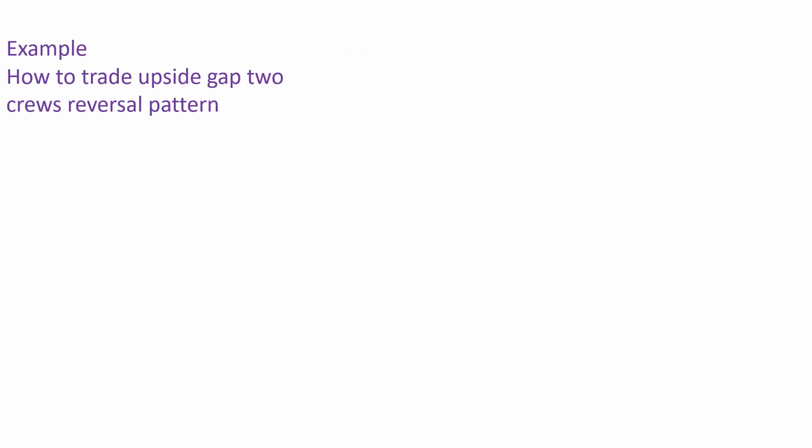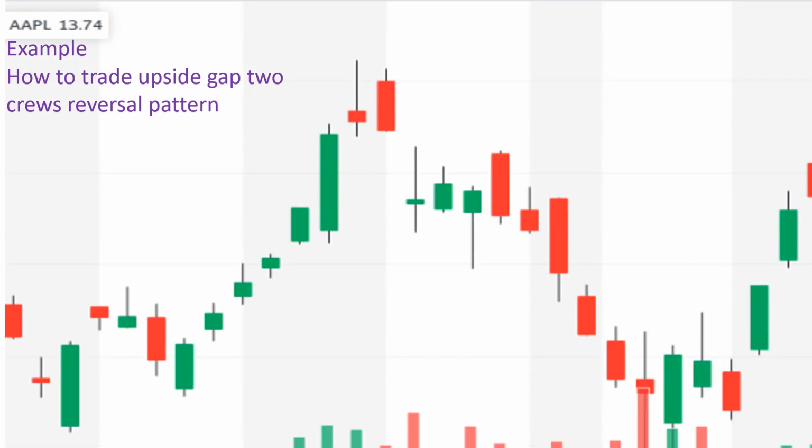Example: how to trade the upside gap two crows reversal pattern. This is the price trend of Apple stock, D1 time frame, Yahoo Finance. At the top of this uptrend, we have this pattern that starts with the bullish gap up and has a small bearish candle followed by another strong bearish candle that engulfs this small bearish candle and closes above the close price of this candle. So you see after this the trend is going down sharply.